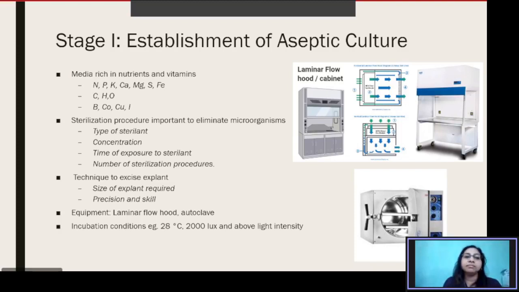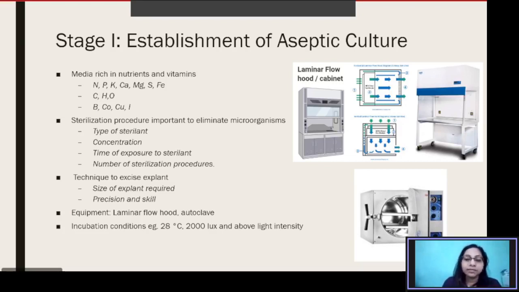Because this media is so rich, it also encourages the growth of microorganisms. And if we have microorganisms growing in the media, it defeats the whole purpose of trying to grow an explant in culture. So that is why the theme throughout tissue culture is keeping everything sterile. Two pieces of equipment that are very important in plant tissue culture to maintain sterility are the autoclave, as well as your laminar flow hood cabinet.